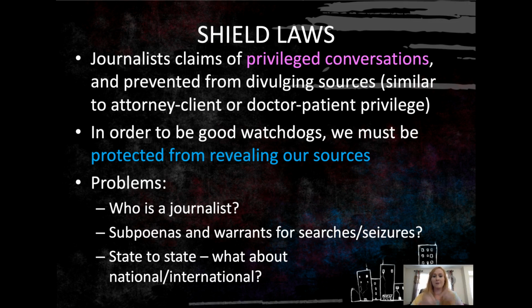And this is where we say, I'm going on the record, I'm going off the record. I'm coming forward as a source for somebody. So in order to be a good watchdog, the press says we must be protected from revealing our sources because it could compromise the kind of reporting we do. It could jeopardize this person's life, and we need to protect their identity. There are some problems with this, however.